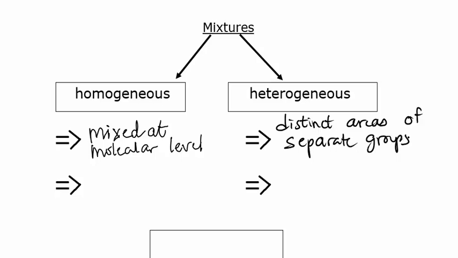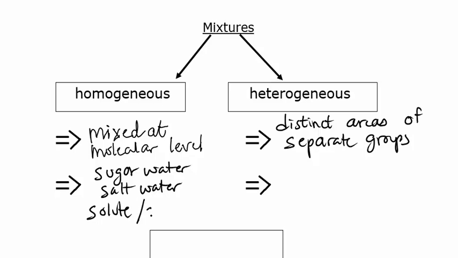Okay, that's a little vague. Examples for homogeneous mixtures would be something like sugar water and salt water. Those are examples of homogeneous mixtures, and they're the only type of mixture where you can truly use the term solute and solvent.